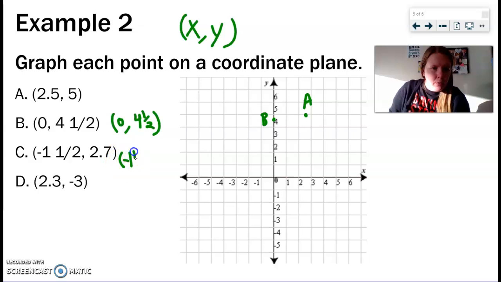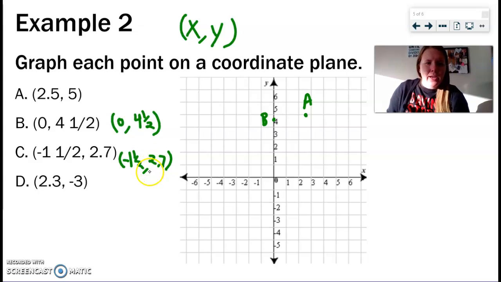C, again, I'm going to rewrite this one a little bit. So it's (-1 and 1/2, 2.7). So with this being the fact that I don't have all these decimal numbers, make a good educated guess on where you think it would go. So if I'm going to start here, and I'm going to go over to -1 and 1/2, it's going to be in between -1 and -2, so right in the middle. But then I want to go up to 2.7. Well, okay, I'm going to go up to 2 first. Well, 2.7 is in between 2 and 3. And actually, 2.7 is a little closer to 3 than it is to 2. So maybe I'm going to put it right there. We're going to call that C.